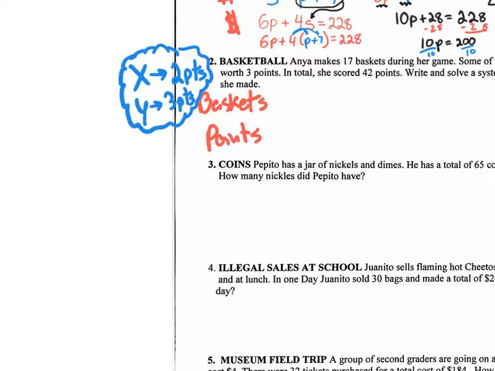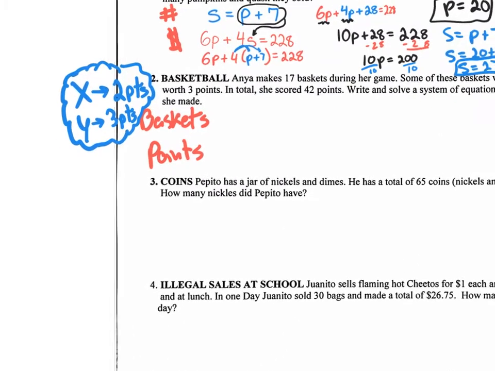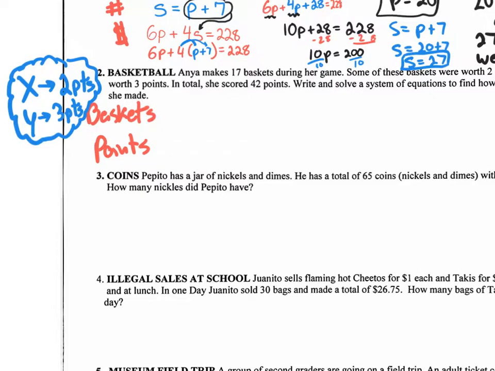All right. So let's make an equation based on baskets. Since I don't know how many 2-pointers or how many 3-pointers she made, but I do know that she made 17 baskets, I want to make an equation that says x plus y is a total of 17 baskets. Does that make sense? Okay, so again, you don't know how many 2-pointers, you don't know how many 3-pointers, but you do know that it was a total of 17. That is an equation based on baskets.